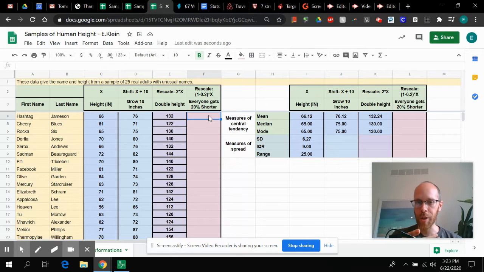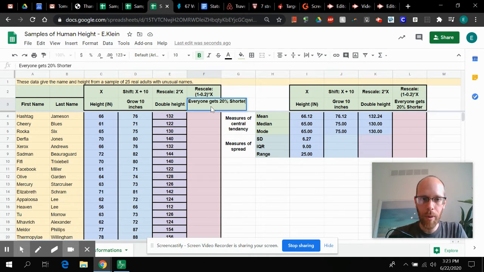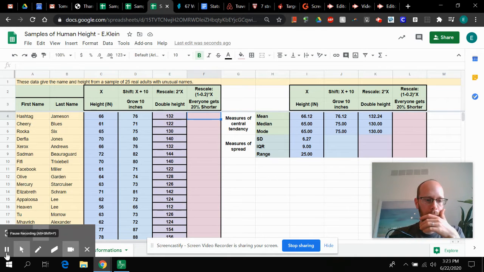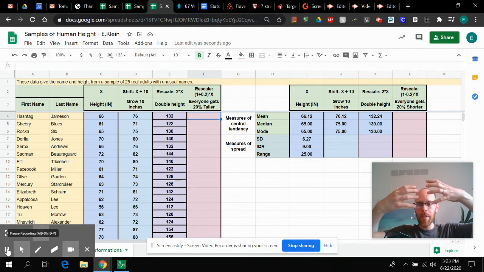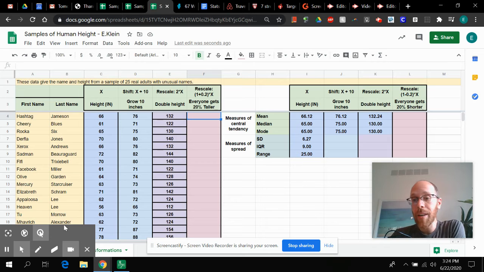Last kind of transformation that I want to show you is when we have percentage change. So let's suppose that she takes her third drink, and this one makes everybody 20% shorter. Actually, you know what? I changed my mind. I want to do taller instead. So if everybody increases by 20% in their height, obviously people that are already taller are going to grow more than people that start off shorter. This is a kind of rescale.